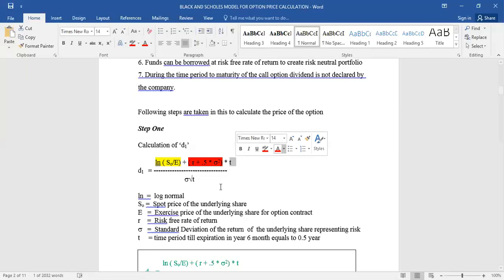So the steps will be like this. First, solve the answer for log normal of S0 upon E. So S0 divided by E, you will get some value. For that value, find out the log normal. Then solve the second part, which is shown in red. Sigma square is the variance of the returns from the underlying stock; sigma is the standard deviation, as you have learned in SAPM. Sigma square multiplied by 0.5, that is half of that we are taking, plus R. R is the risk-free rate. Then the last part is multiplied by T.